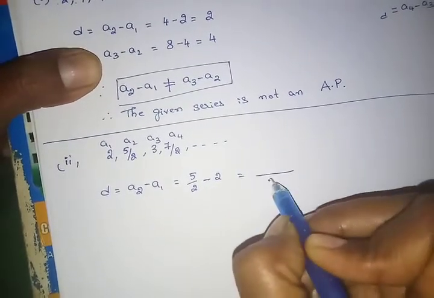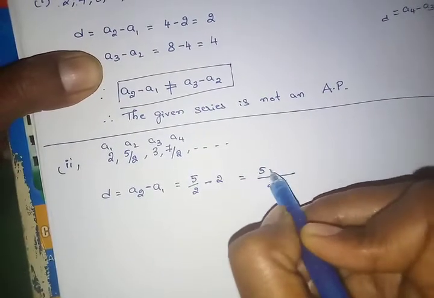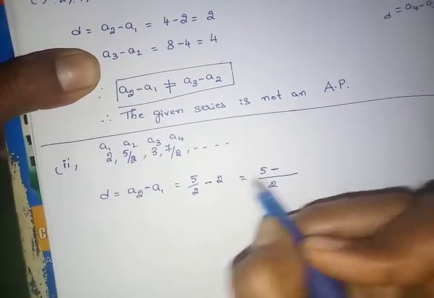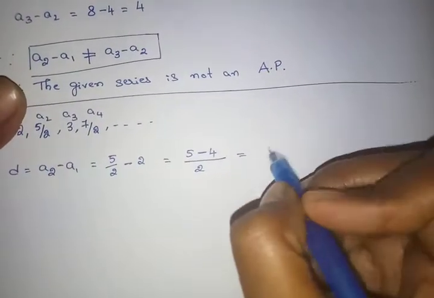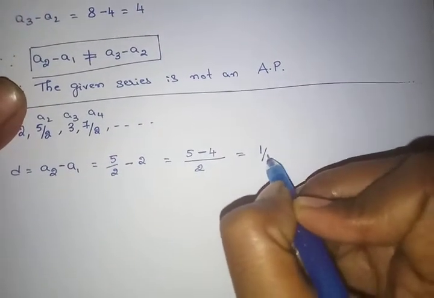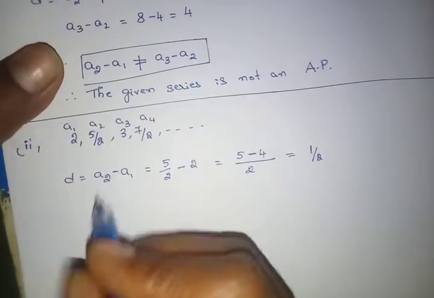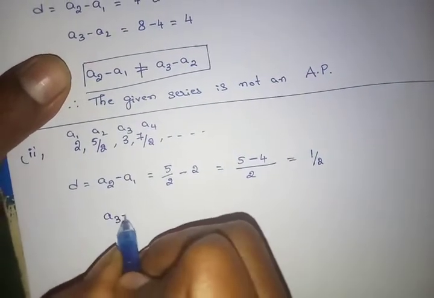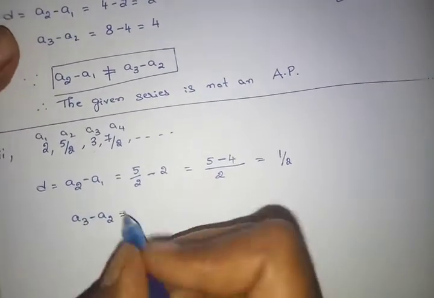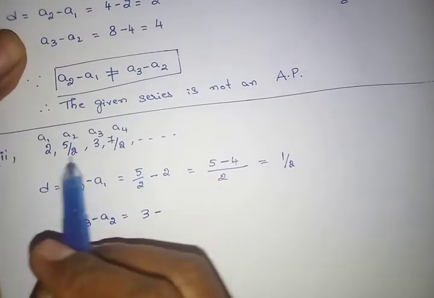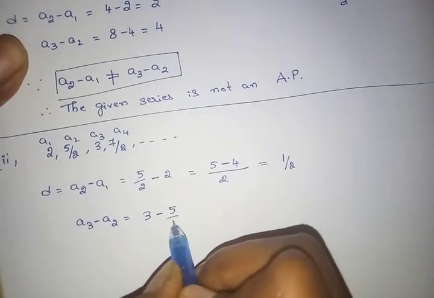Take LCM 2. Then 5 minus, cross multiplication, now 2 2s are 4. 5 minus 4 is 1 by 2. That's all. Now check for a3 minus a2.